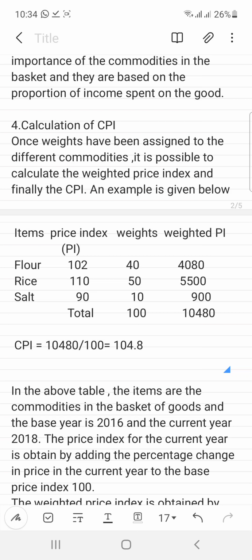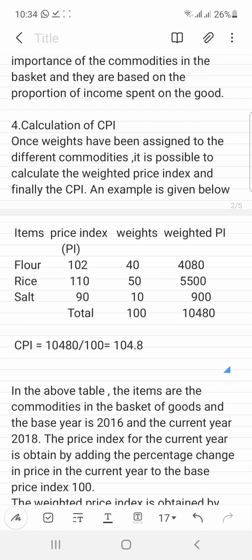For rice, similarly, 110 multiplied by 50 gives us 5,500. And for salt, it will be 990 multiplied by 10. Then we are going to add up all the weighted price index and divide by the total weights. Adding up the weighted price index gives us a value of 10,480. Divide by total weights 100. Our CPI will be 104.8.